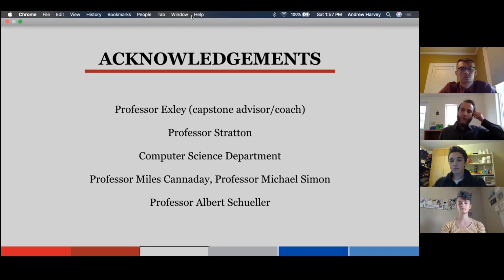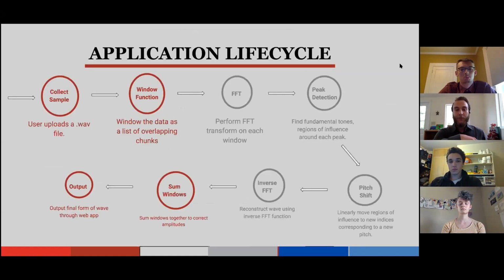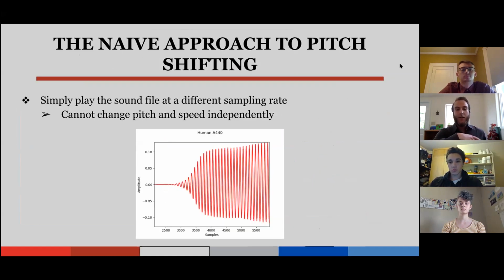Andrew was talking about this at the beginning of the presentation, where a really easy way to shift the pitch of a sound file is just to play it faster. So you're just playing at a faster sample rate than it was recorded at. So it sounds as if you're crunching the wave together, so it sounds at a higher pitch if you're playing it faster. And the issue with this, of course, is that it's half as long if you play it twice as fast.